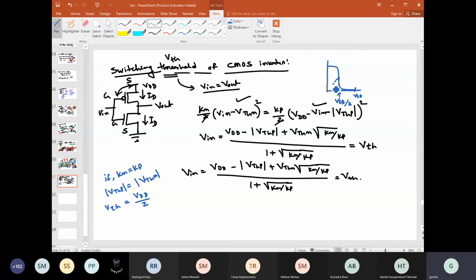Generally, it is always our intention to make the threshold voltage closer to the midpoint of the supply voltage. So if this is also VDD, then we will try to make it like this. To achieve this criterion, we should have Kn equal to Kp, and the magnitude of the threshold voltage for this NMOS and PMOS has to be equal.